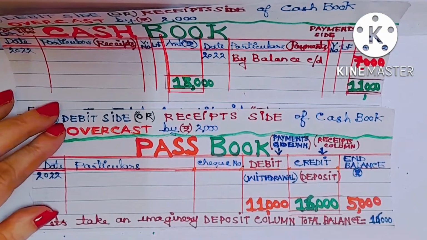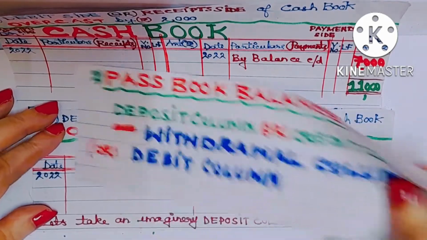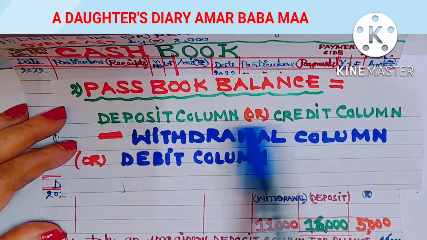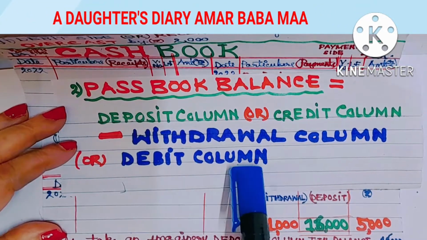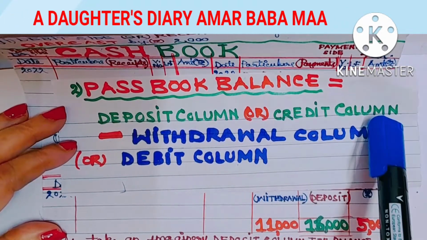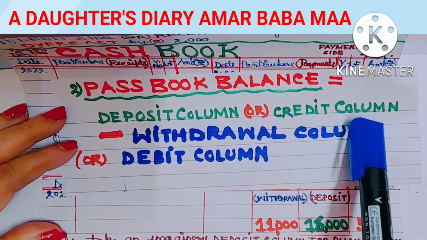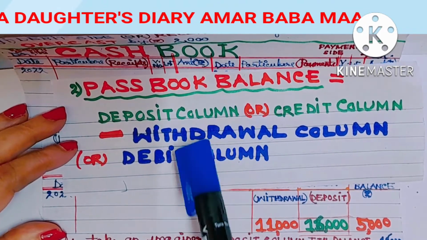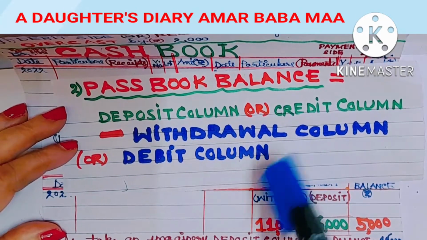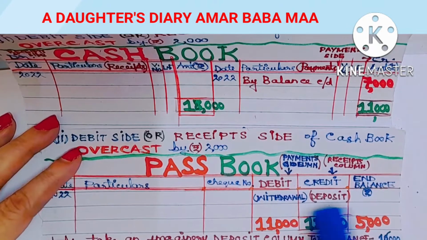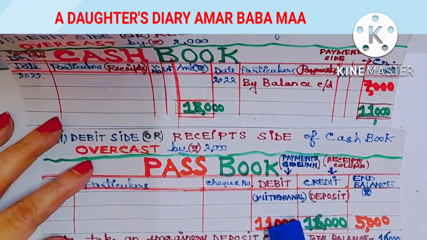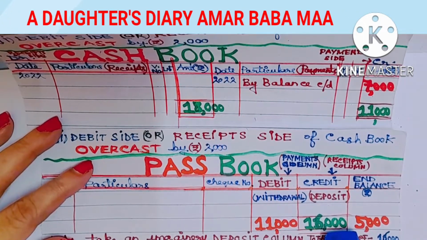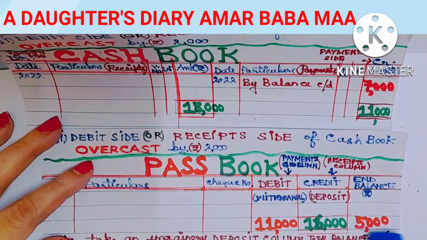How did we get passbook balance? Let me show you. See, passbook balance is equal to deposit column or credit column minus withdrawal column or debit column. Deposit column means credit column, and withdrawal column means debit column. Deposit column means receipt column, and withdrawal column means payments column. So if you deduct 11,000, that is the payment column, from the receipt column, that is 16,000, passbook balance will be 5,000, which is correct.